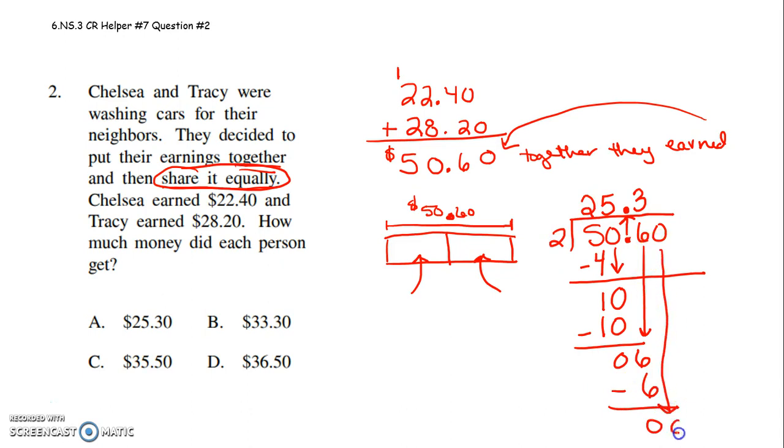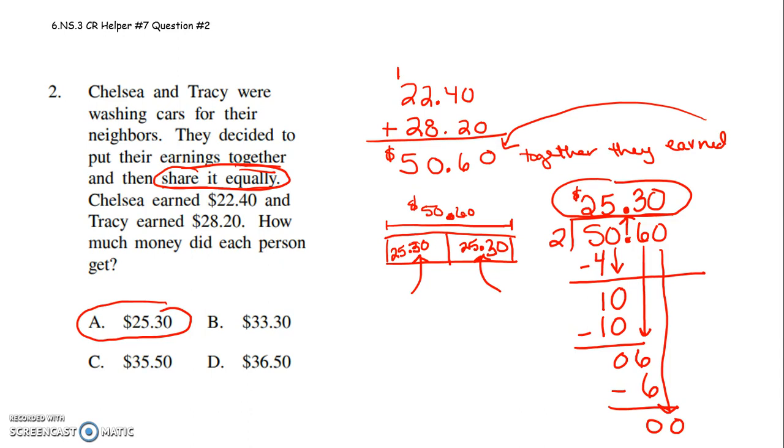Drag down that 0. How many times does 2 go into 0? 2 goes into 0 0 times. Each girl earns $25.30 once they've split it evenly. And I guarantee you, if you add $25.30 plus $25.30, you'll get back up to the total they made together. So they're each walking away with $25.30.